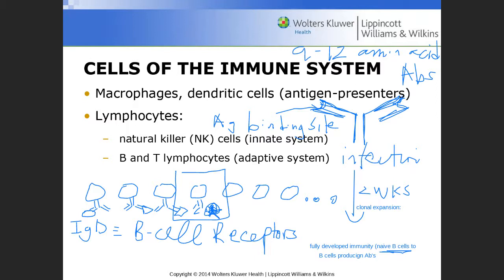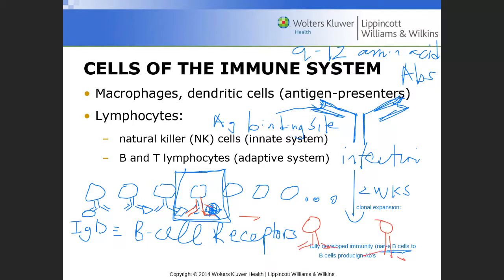Now there are a million different naive B cells, but if one B cell has the right receptor that binds to the antigen, we cause this B cell to proliferate. You can give it interleukin 2, which is usually produced by macrophages. So hypothetically, let's say the receptor is orange. Now you're going to cause B cells that have the same receptor.